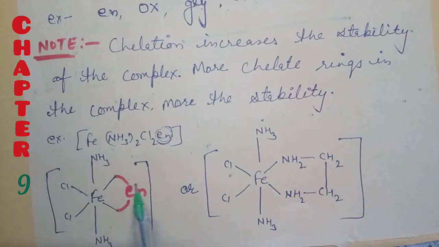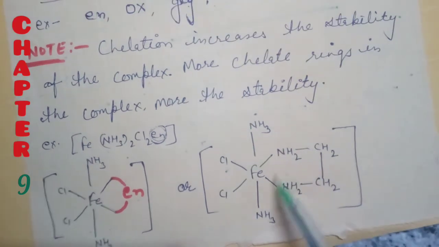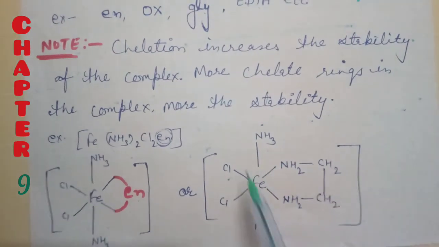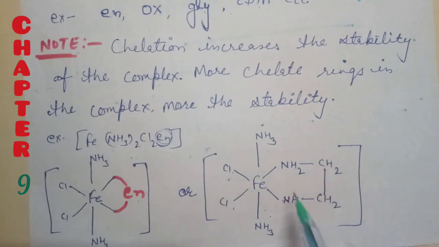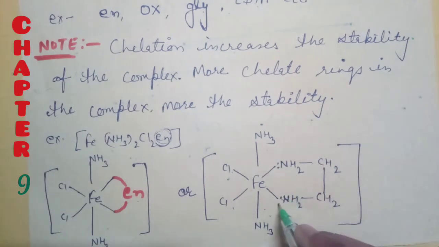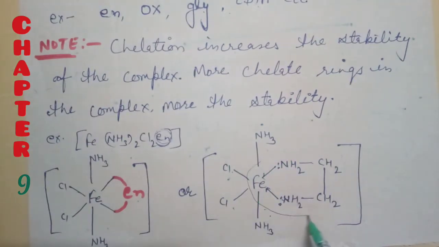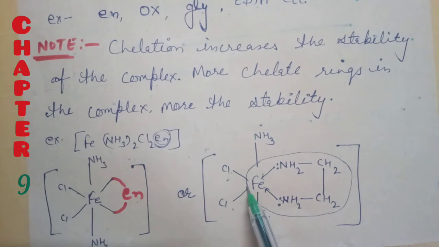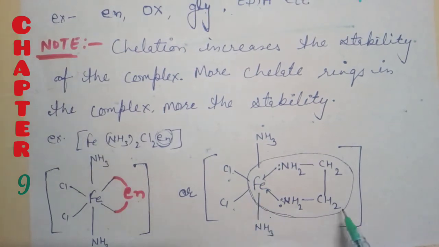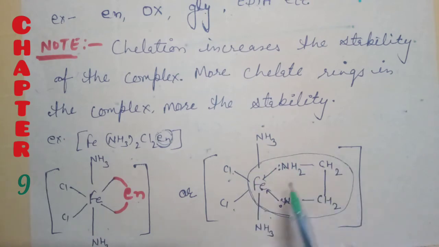The bidentate ligand is shown like this. Or in open structure, Fe, first NH3, second NH3, Cl, Cl, and it is ethylenediamine. Both the nitrogens have a lone pair to make a coordinate bond. This is the heterocyclic ring. Heterocyclic ring means there are 2 or more types of atoms present in the ring. In this ring, one Fe, 2 nitrogens and 2 carbons are present, so it is a heterocyclic ring and known as a chelate ring. There is only one chelate ring in this compound.